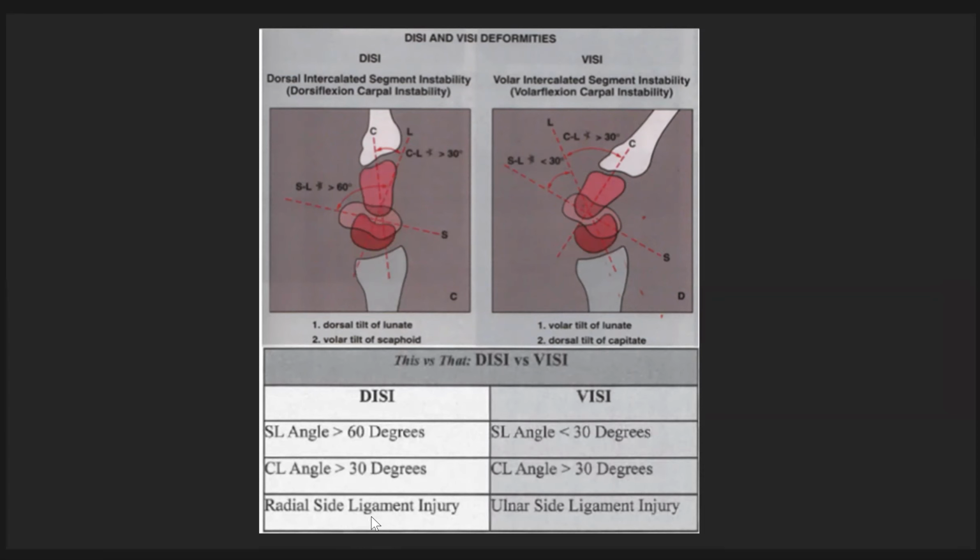Radial side ligamentous injury, as we said, is the scapholunate ligament dissociation, and the ulnar side ligament injury is the lunotriquetral ligament injury.